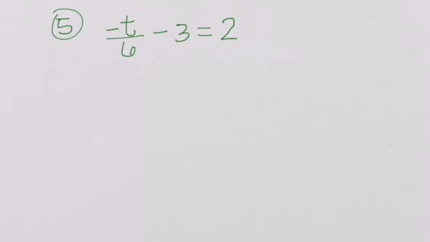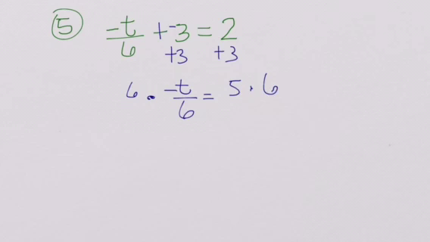Okay, is the variable on the left? It is. Is it by itself? It's not. So we're going to add a line, change the sign, and we're going to go ahead and zero pair out the 3. So negative T over 6 is equal to 5. What math operation is this? It's division. We're going to solve it by using multiplication. We're going to multiply both sides by 6. So negative T is equal to 30. What math operation is this? Well, remember this is a negative 1, so we're going to divide by negative 1, T is equal to negative 30.